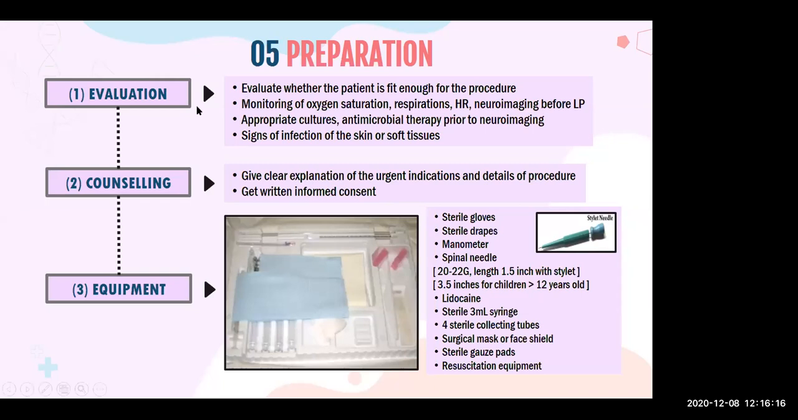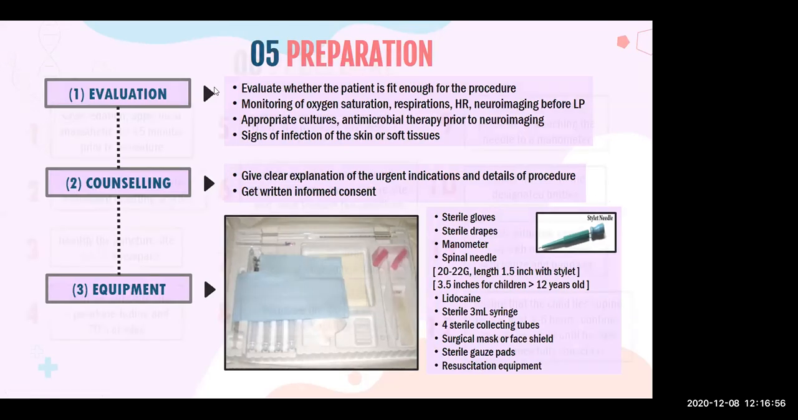And then we have to go through the equipment. The main equipment that we need is the spinal needle, the stylet needle, 20 to 22G, length by default 1.5 inch, with the stylet. However, for children above 10 years old, mainly the 3.5 inch is used. This is the main component, and the list can be referred to later.